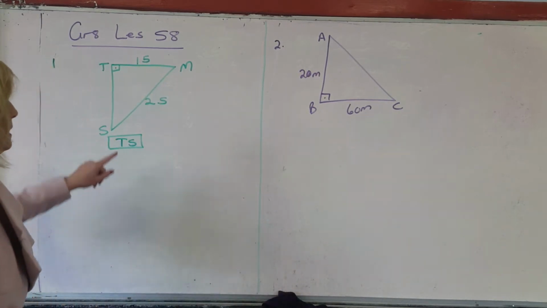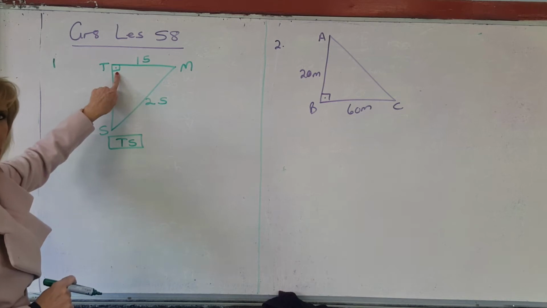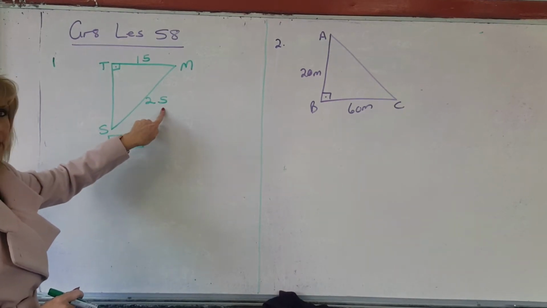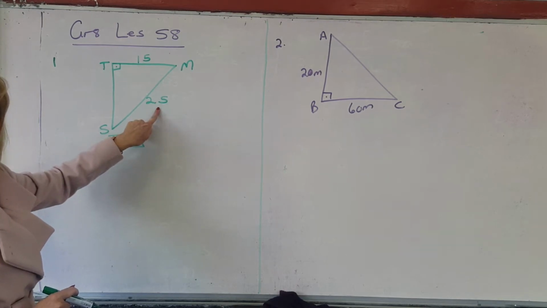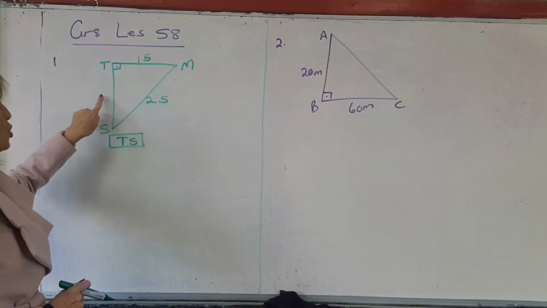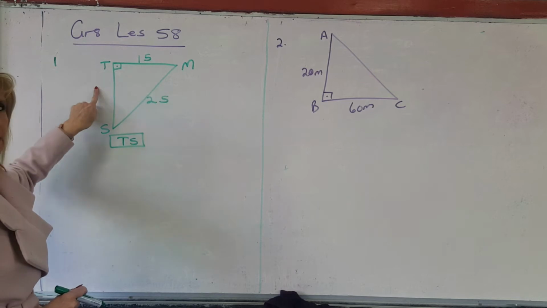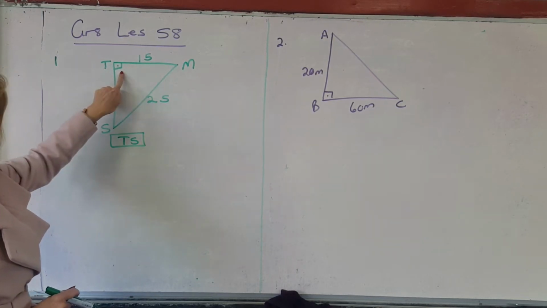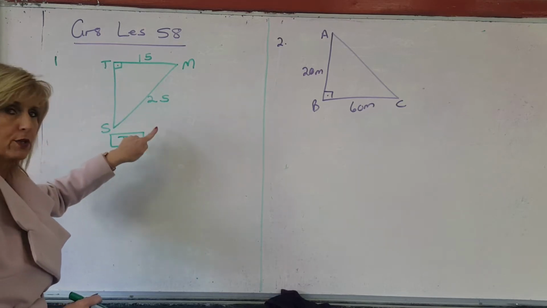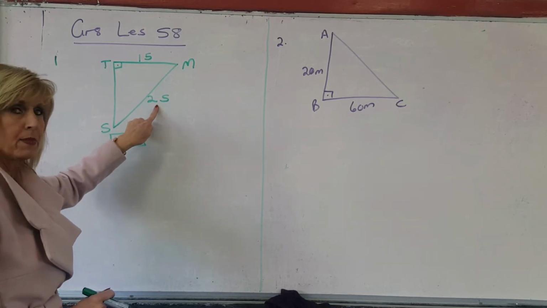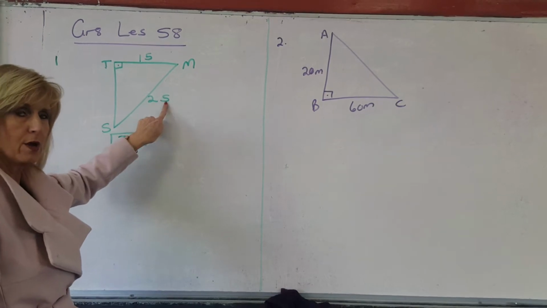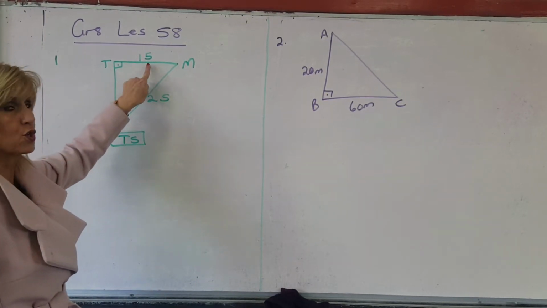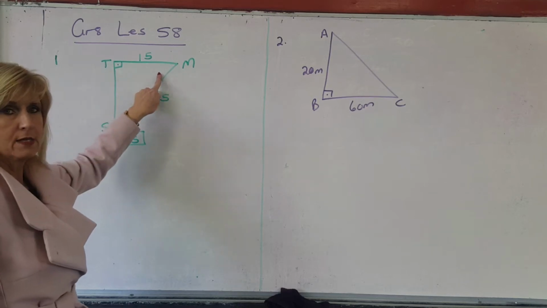In any right angled triangle, the square on the hypotenuse side, that's not the square, that must be squared. The square on the hypotenuse side is equal to the sum of the squares on the other two sides.